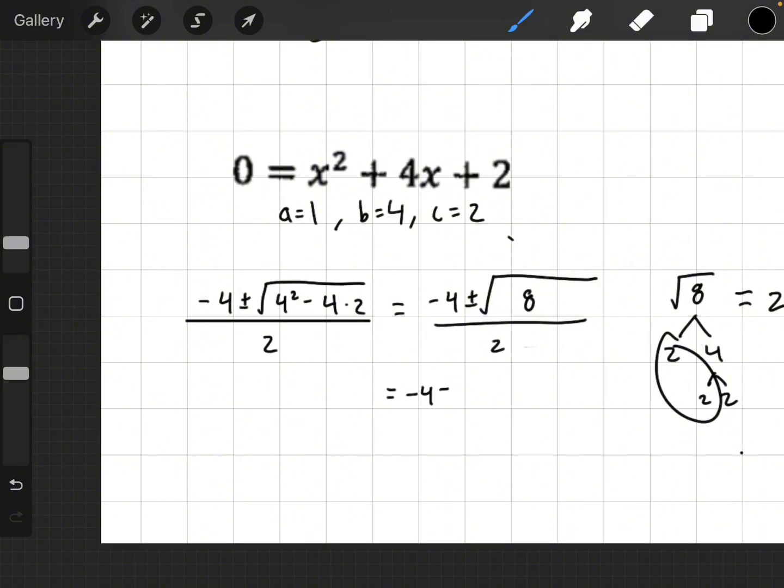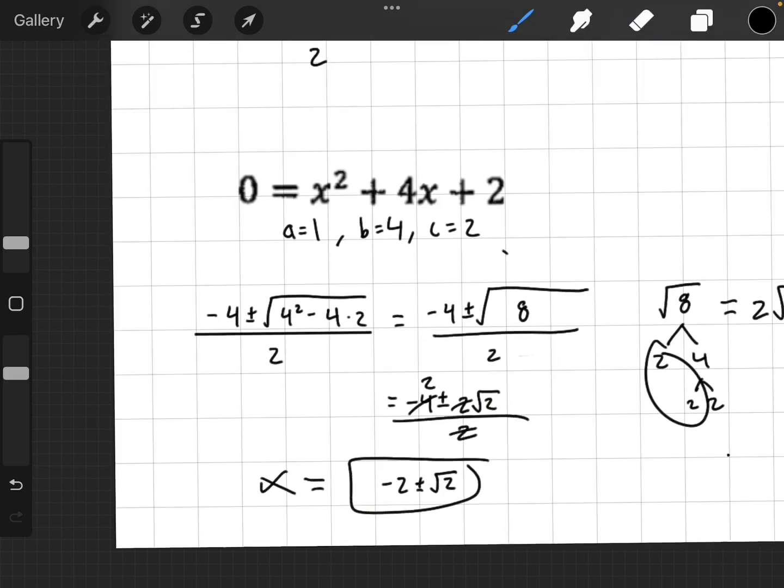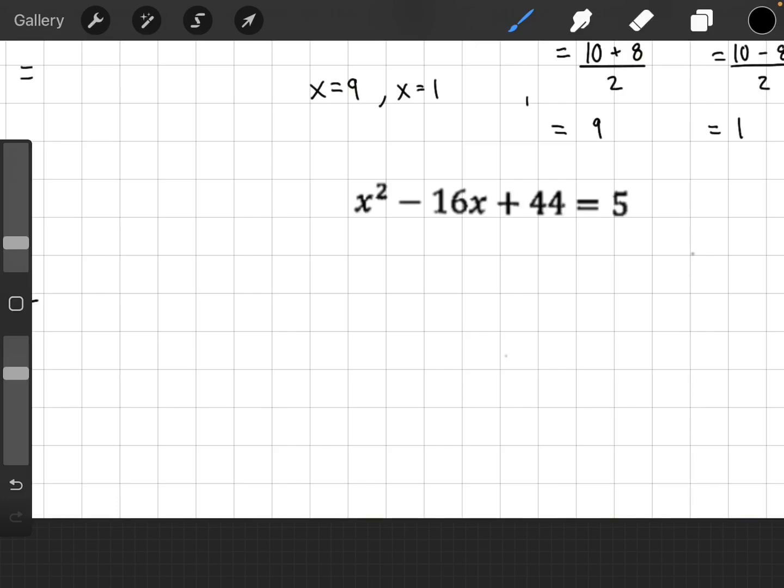So next we'll do negative 4 plus or minus 2 rad 2 over 2. These will cancel out. We have negative 2 plus or minus square root of 2, which equals x. Finally, in this last example, we'll set the equation equal to 0 before we get our a, b, and c terms. Subtract 5 on both sides, plus 39. So now a equals 1, b equals negative 16, c equals 39.